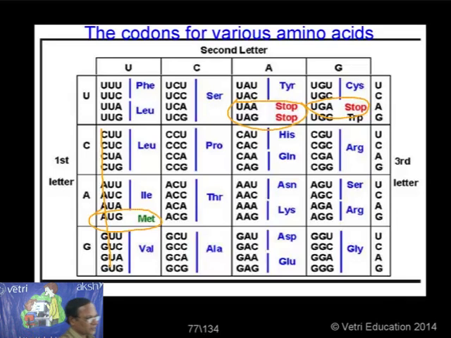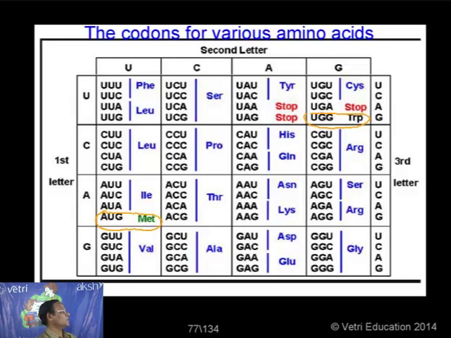Glycine, actually the simplest amino acid, has, you see, 4 codons. Valine also has 4 codons. Just 2 amino acids have only 1 codon, for example, the amino acid tryptophan and the amino acid methionine. These 2 amino acids have only 1 codon: UGG codon for tryptophan, AUG codon for methionine.